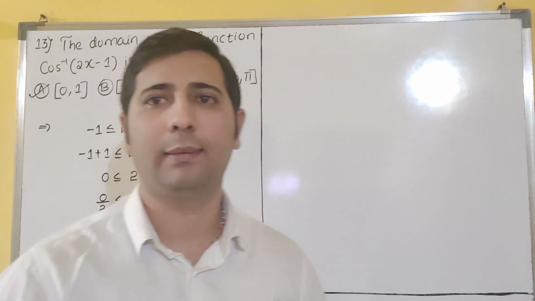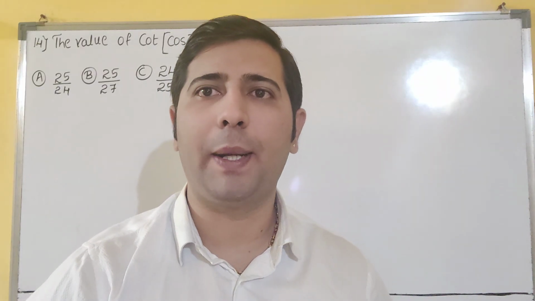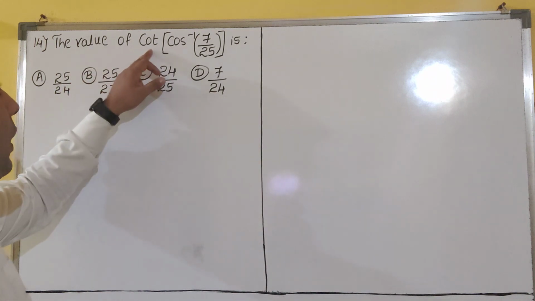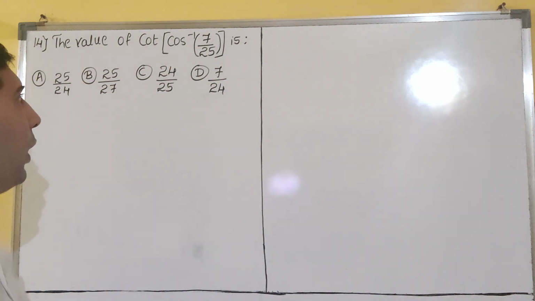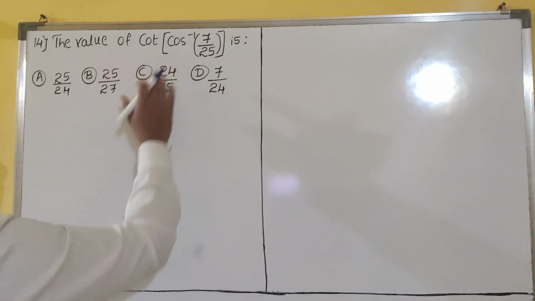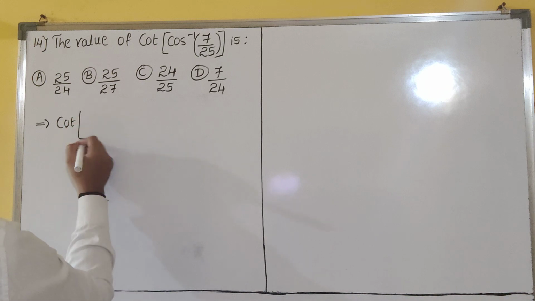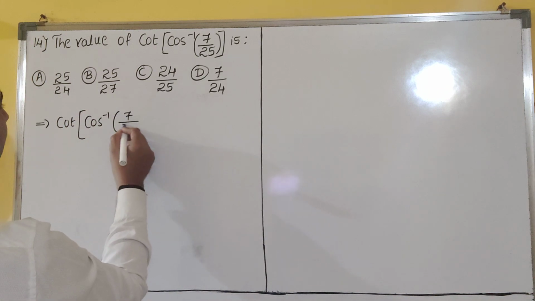Please copy this one. I hope all of you have copied. We'll see the next question, dear students. So now see here, the value of cot of cos inverse 7 by 25 is what? So we have to find the value of this one. Cot of cos inverse 7 by 25.